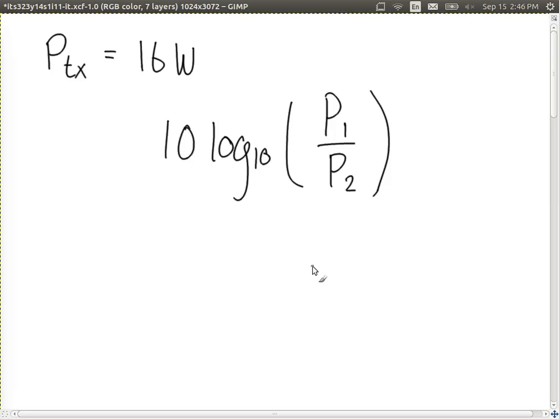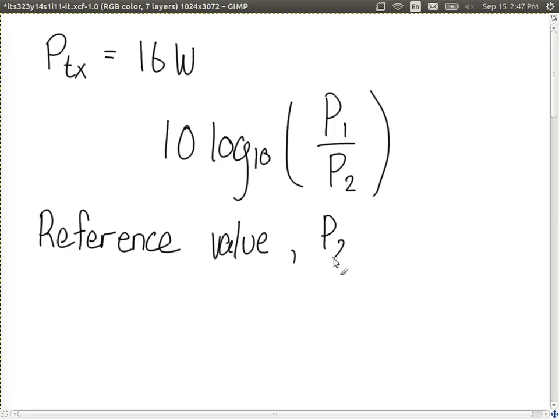Let's take a reference point. And let's set P2 to some value, a reference value. Let's set P2 to be 1 watt. 1 is a nice reference point. And we'll use that to express our transmit power relative to this fixed reference point. So, if P2 is 1 watt, and now we ask, our transmit power of 16 watts, can we express that relative to the reference point of 1 watt?